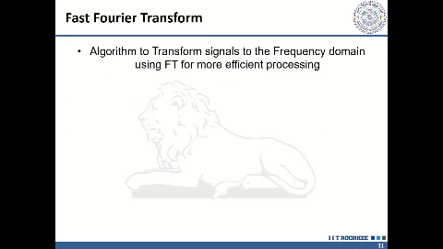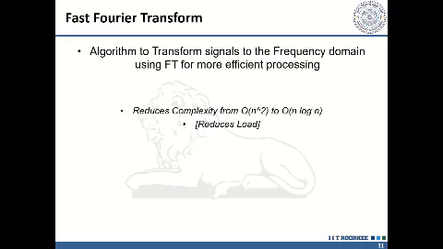There is a very basic method that we can apply to overcome these challenges or at least mitigate them. This method is the fast Fourier transform or FFT. Fast Fourier transform is an algorithm that is used to transform signals to the frequency domain using Fourier transform for more efficient processing. Since in the time domain convolution is very computationally expensive, while in the frequency domain we can convolve with much less compute power required. How this helps us in our processing is, first, it reduces our time complexity from O of n squared to big O of n log n.